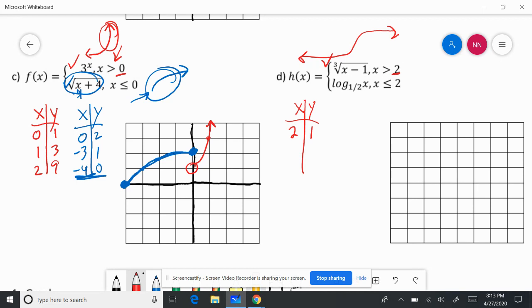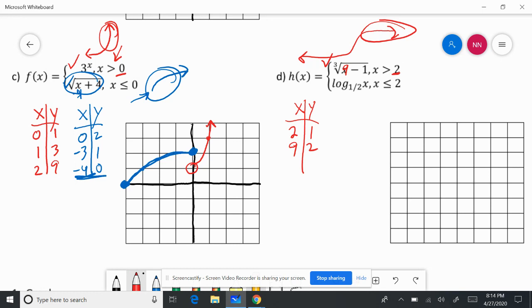So after 1, the next one I'm going to choose is 8 because I know the cube root of 8 is 2. In order to get me an 8, I'm picking the number 9 because 9 minus 1 is 8. Cube root of 8 is 2. Now, that's so large, I'm not going to pick another one because I kind of have an idea what's happening. I'm getting the tail end of this right here. So I'm just going to stop at 2.